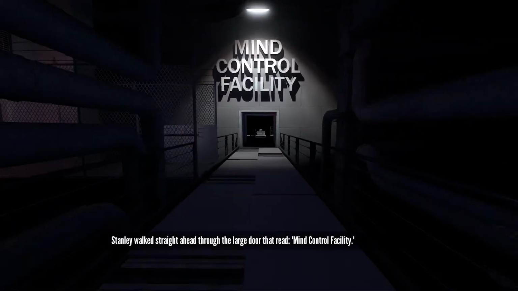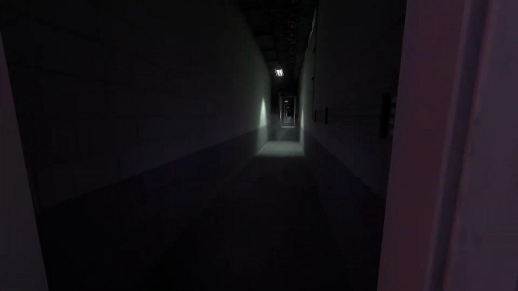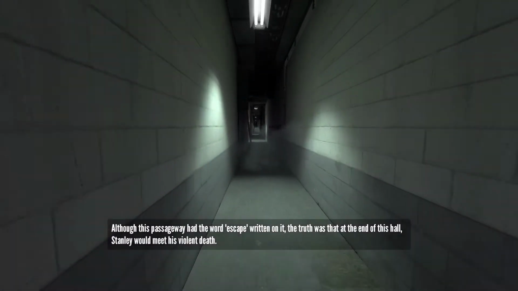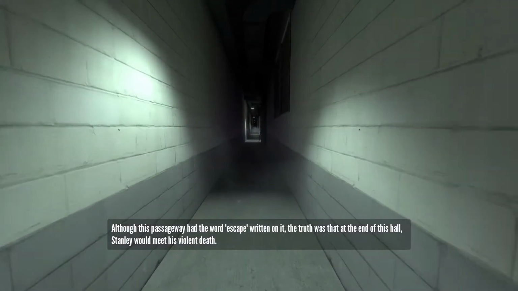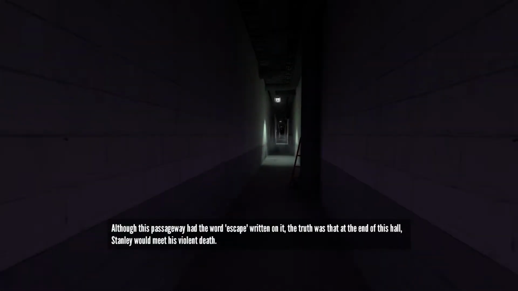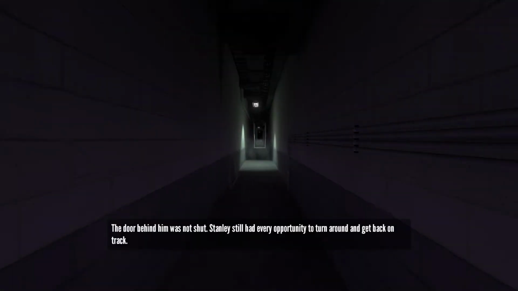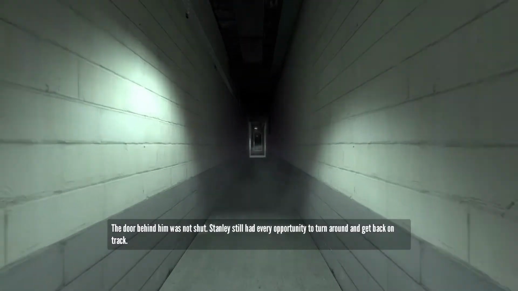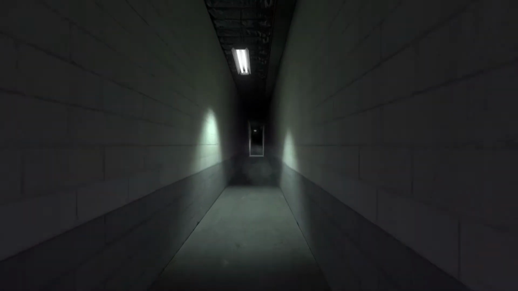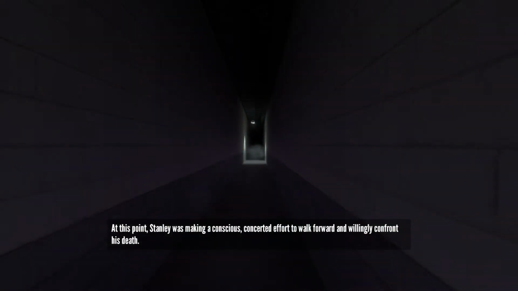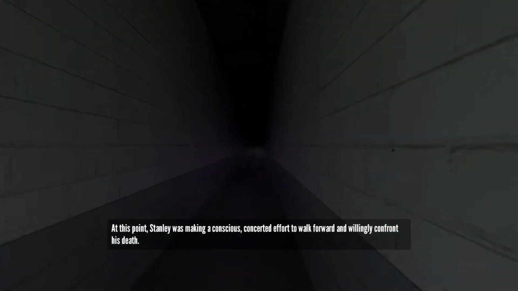Stanley walked straight ahead through the large door that read Mind Control Facility. Escape. Escape. Escape. Although this passageway had the word escape written on it, the truth was that at the end of this hall, Stanley would meet his violent death. Escape. We are escaping. The door behind him was not shut. Stanley still had every opportunity to turn around and get back on track. At this point, Stanley was making a conscious, concerted effort to walk forward and willingly confront his death.